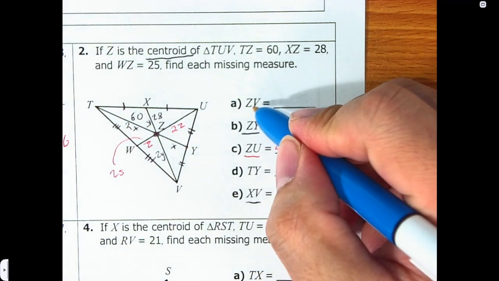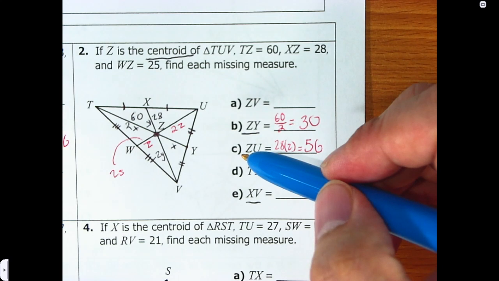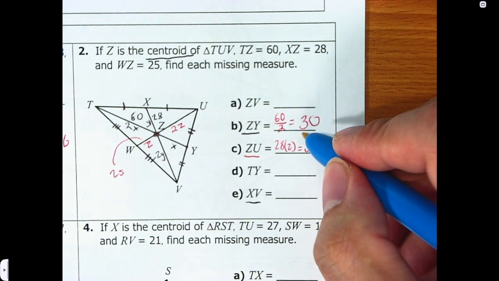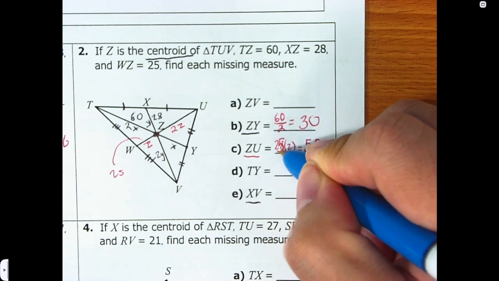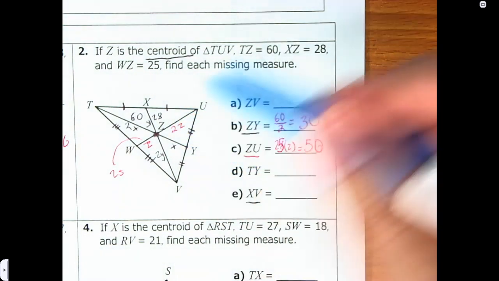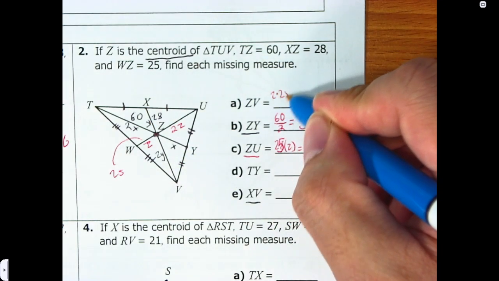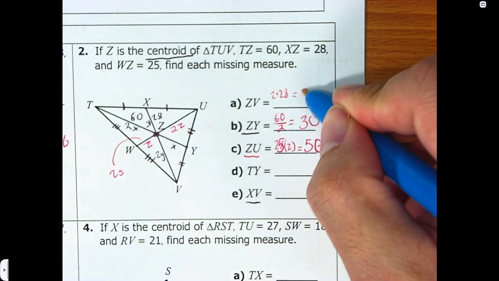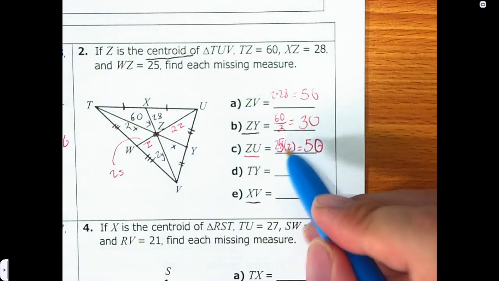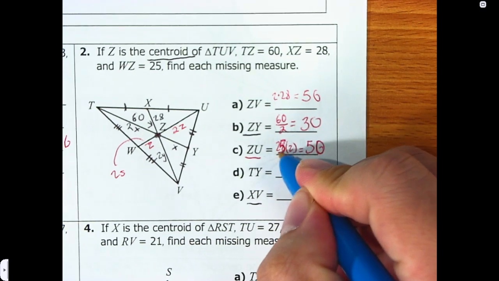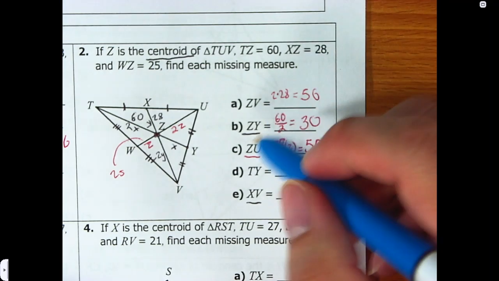ZV, sorry. Oh, did I do ZU? Yeah, I did that. Yeah, that should be 25. Okay, ZV. ZV is 2 times 28, and that gives us 56. ZU is twice of WZ, so that's why we're going to do 2 times 25, and that'll give us a total of 50, a product of 50.